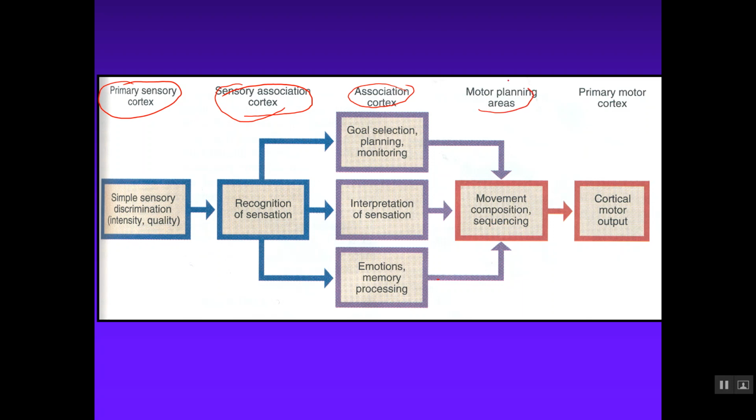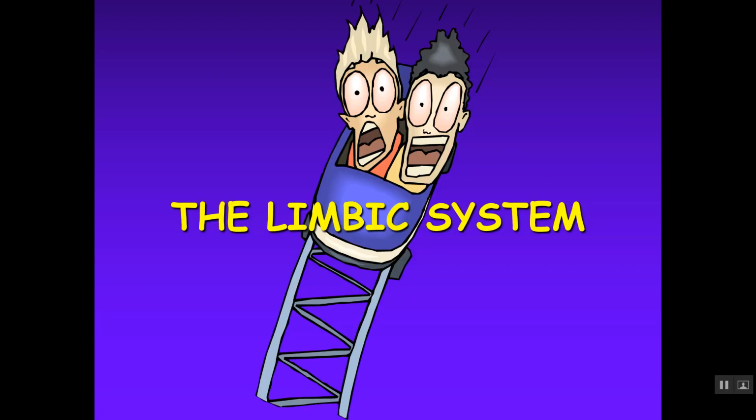And that's going to first go to the motor planning areas and then the primary motor cortex to elicit the response. So you don't have to have that memorized, just understand the general flow of how you might respond to a sensory experience and how you might have a motor output based on how it flows through the different cortical regions.